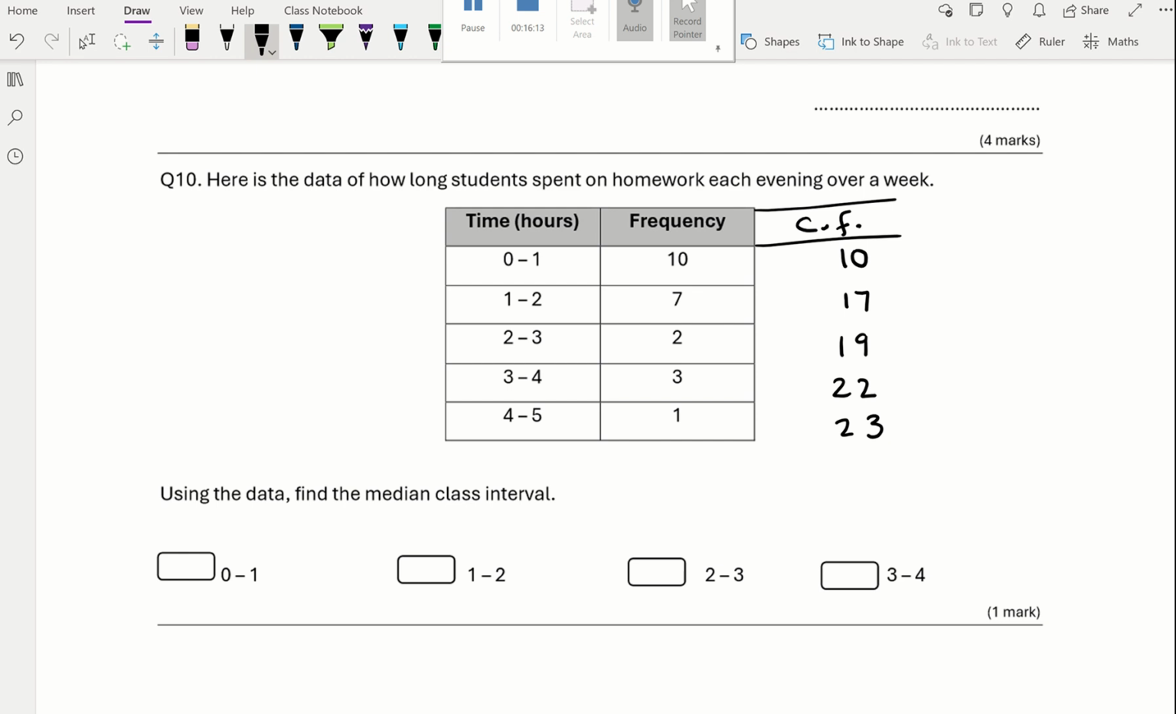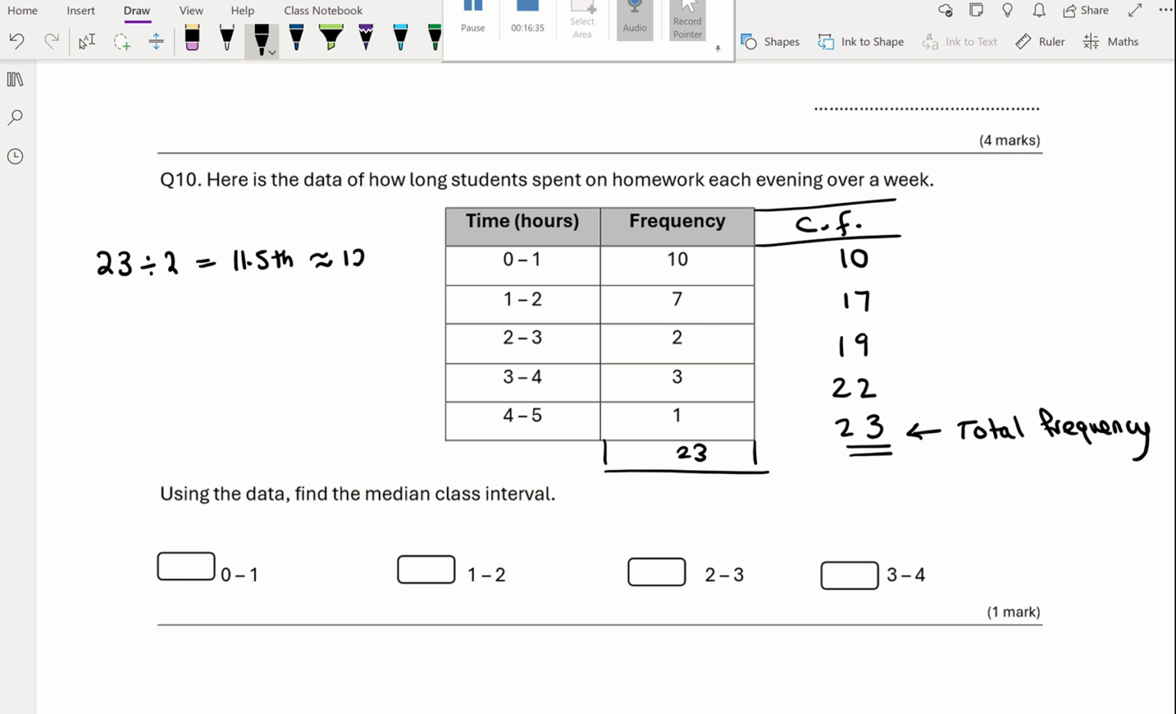And then to find the median, it's the total frequency, which is the last value in your cumulative frequency. If I were to add them all up, they would give me 23. So 23 divided by 2 gives us the 11.5th value, which I round up. I want the 12th value. Well, this is 1 to 10. This is 11 to 17. So the 11th value is in this group. It's in the 1 to 2 group. So that is the class, the group where the median lies.